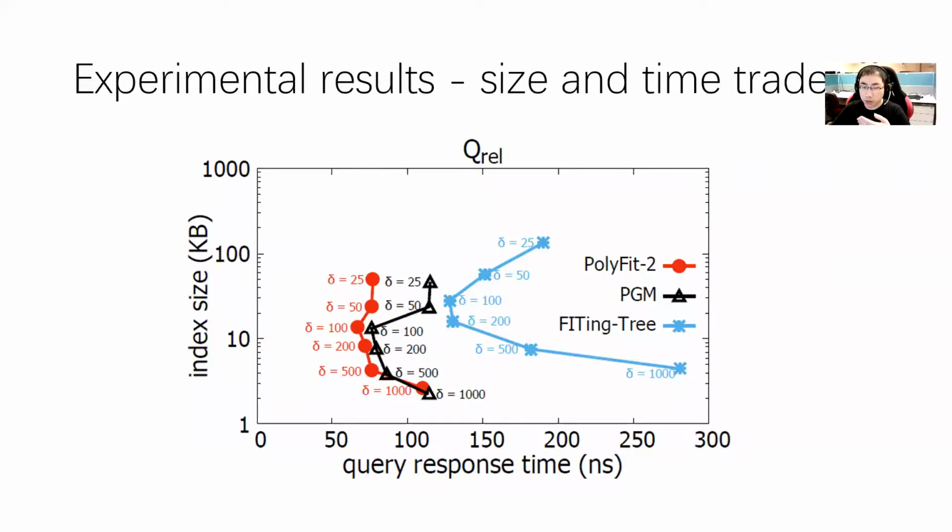Lastly, we compare the space-time trade-off with competitive learned index structures. The experimental results show that Polyfit can still have a better space-time trade-off than PGM and FITing-tree.